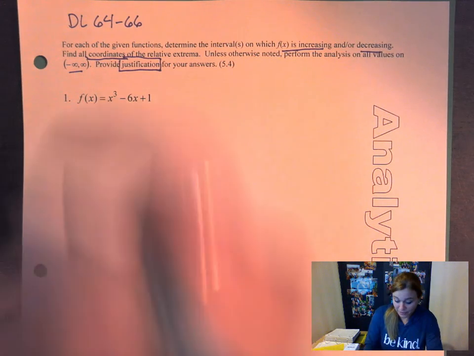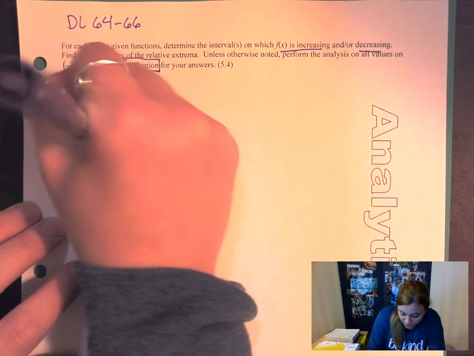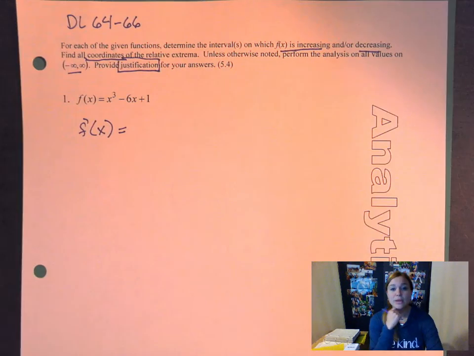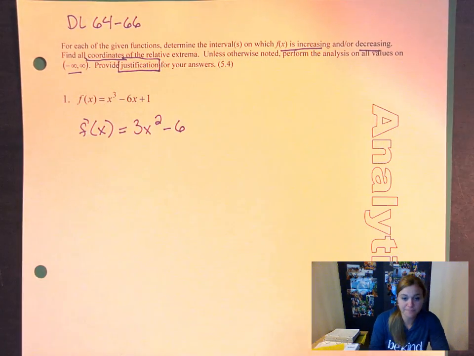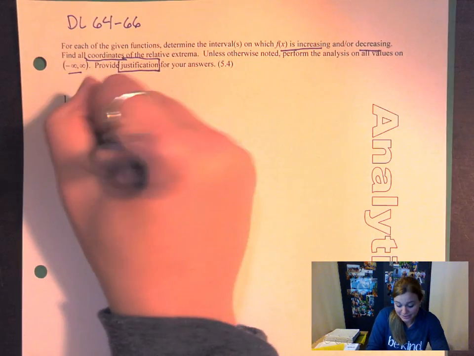So let's do that. So I'm going to take the derivative here. Take a moment, you do it. Use the power rule. You don't have to do the long limit as h approaches 0 way. Okay, did you get 3x squared minus 6? And then the next thing I want you to do is set it equal to 0.